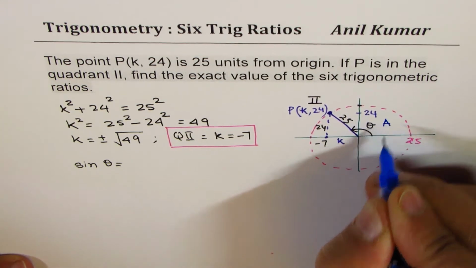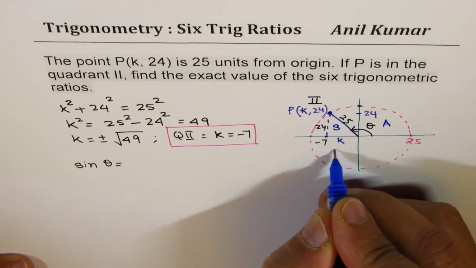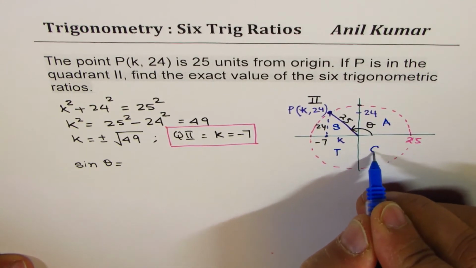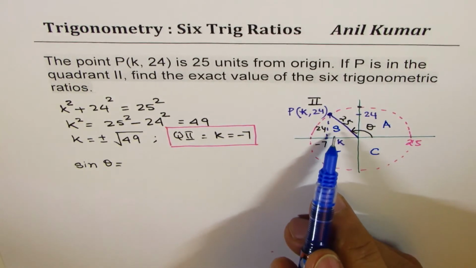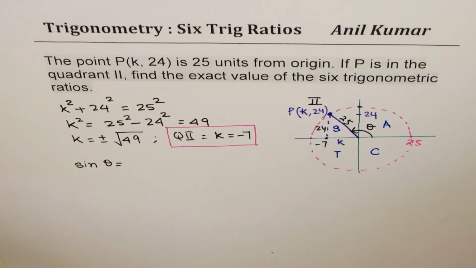All are positive in quadrant 1. Sine is positive in quadrant 2, tan in 3, cosine in 4, right? Solely sine values will be positive. The other ratios will be negative, except for the reciprocal of sine, which will also be positive.